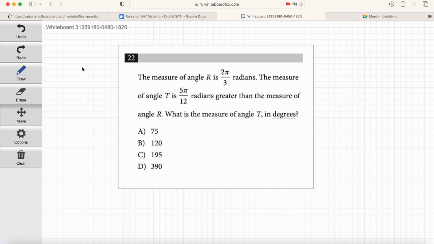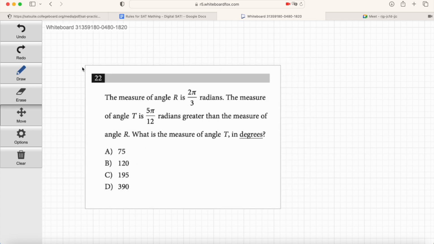Yikes. Okay. My first question for you here, Tanner, is do you know what a radian is? Are you familiar with that term? I'm not quite sure. I've heard it once or twice. Have you ever taken trigonometry? No, I haven't yet. Okay.